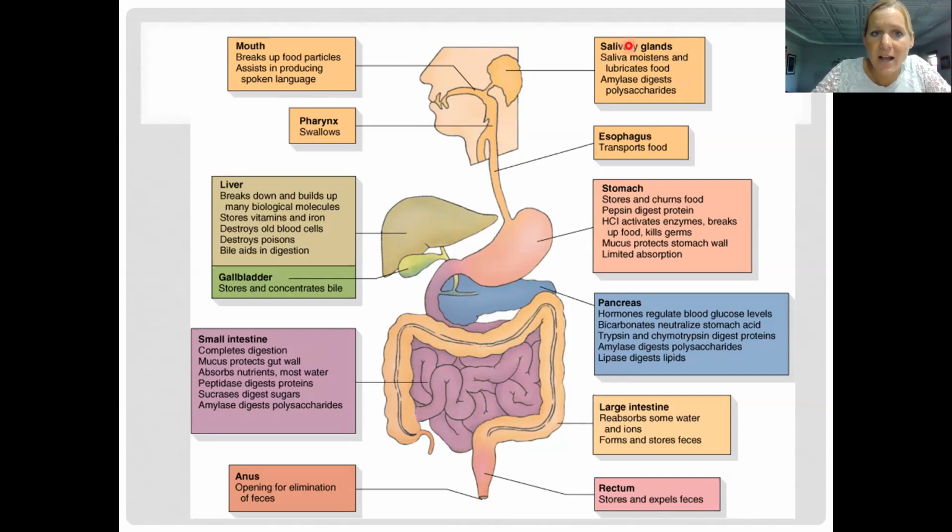Okay. So we have salivary glands, we have the liver, the gallbladder, pancreas. All of those will assist in some sort of process as it relates to digestion, but they don't actually serve as a tube through which the food will flow.